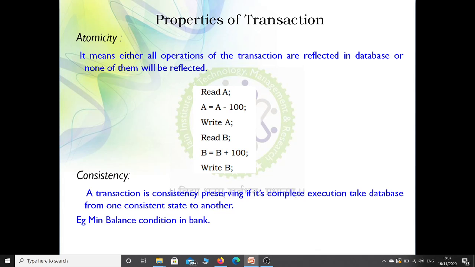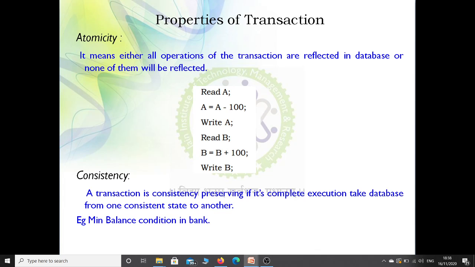Either all or nothing. Initially I told you a transaction is a set of operations. So in this transaction, a total of 6 operations or 6 instructions are there. Either I will execute all these instructions or I will not execute any instruction. So atomicity means either all or nothing. And just because of this atomicity property, you are getting your money back in your account. So this is the atomicity property.